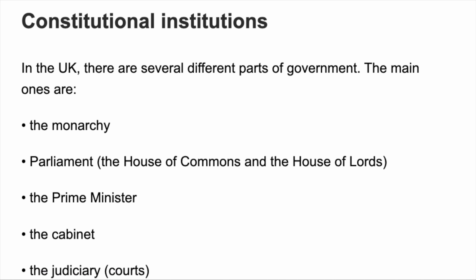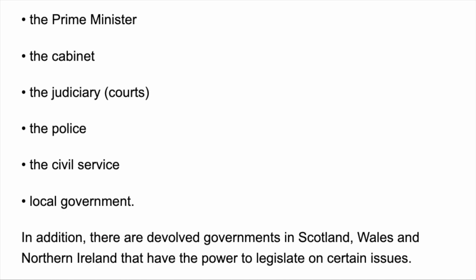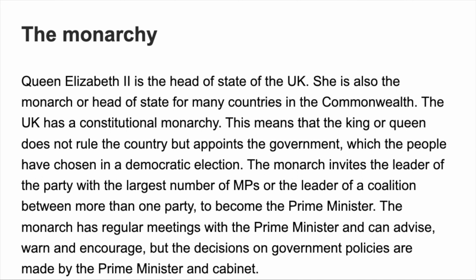Constitutional institutions. In the UK, there are several different parts of government. The main ones are the Monarchy, the Parliament, the House of Commons and the House of Lords, the Prime Minister, the Cabinet, the Judiciary, courts, the police, the civil service, and local government. In addition, there are devolved governments in Scotland, Wales, and Northern Ireland that have the power to legislate on certain issues.